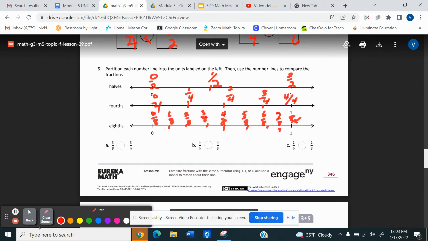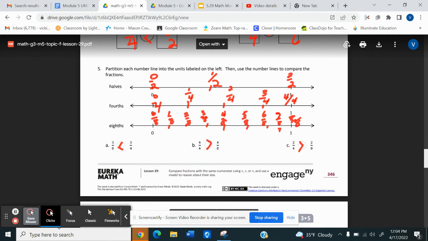and 8/8. Okay, so we know that 3/8 is less than 3/4. We know that 4/4 is greater than 4/8 because that's a whole, and 4/8 is a half. You can see the half. And 2/4 is also a half. All of these should line up. And we know that 2/4 is greater than 2/8 because look where 2/8 is, right? And here's 2/4. All right, good job on that.